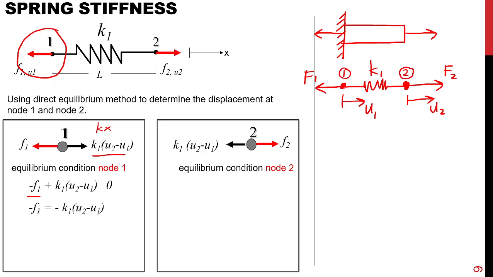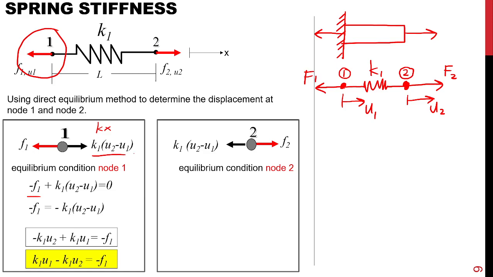Kita boleh improve lagi equation ni. Kita bawa pergi kanan. K1 ni jadi negatif. And then susun bagi elok-elok. Negative K1 U2 plus K1 U1. And finally kita susun macam ni. K1 U1 tolak K1 U2. Ini adalah equilibrium dekat node 1.